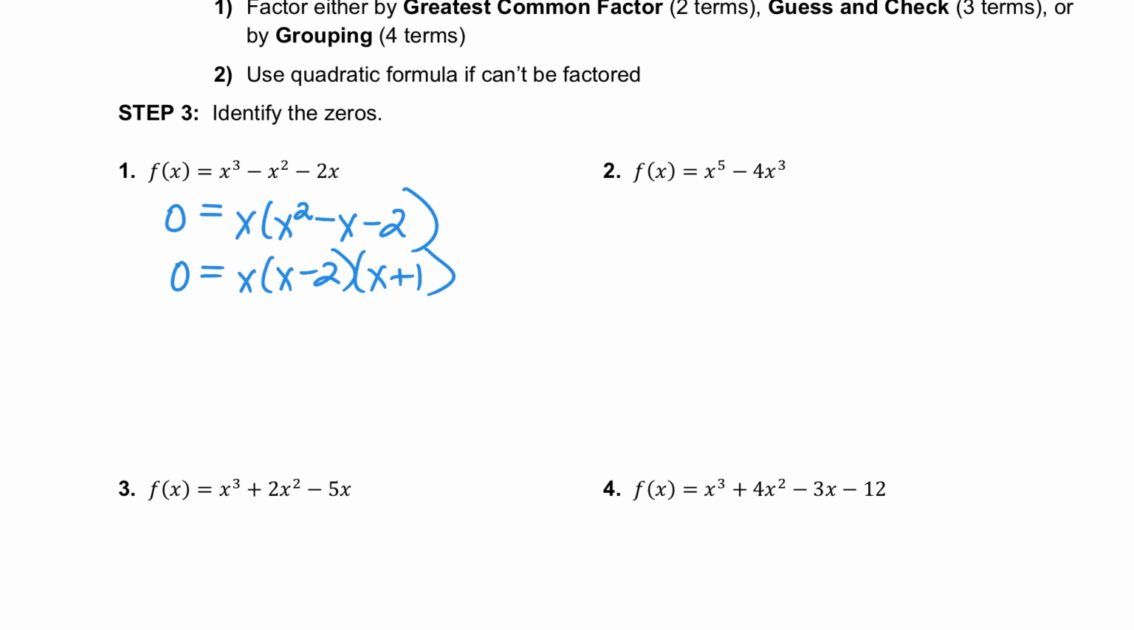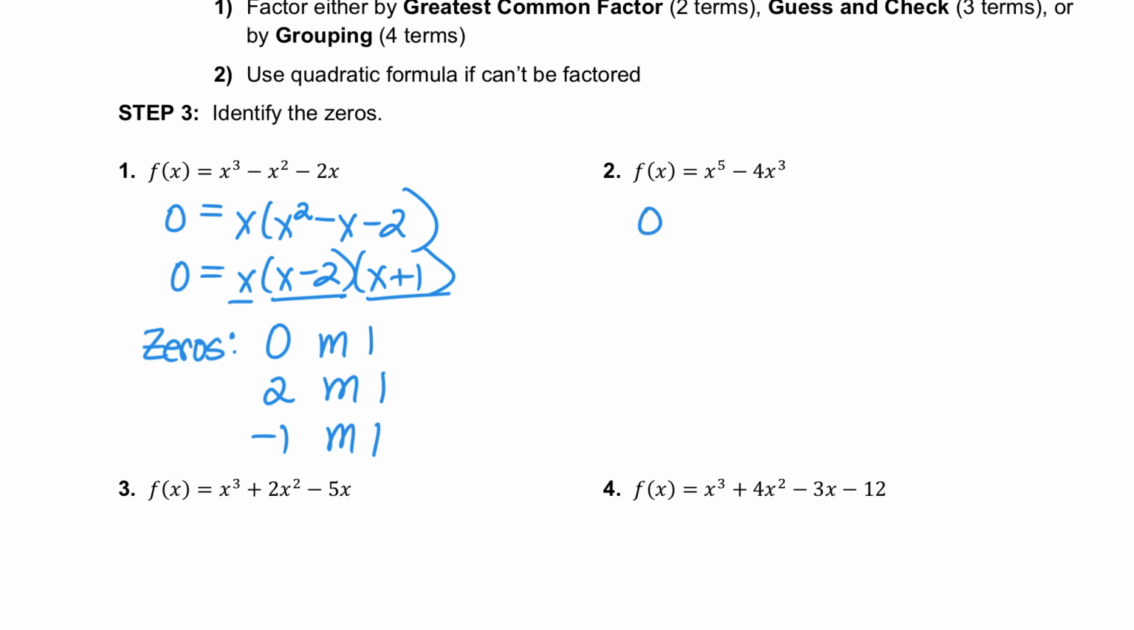Okay, now I can list my zeros and their multiplicity. This one gives me a 0 with multiplicity 1. This one gives me a 2 with multiplicity 1. This one gives me a negative 1 with multiplicity 1. Okay, let's do the next one.